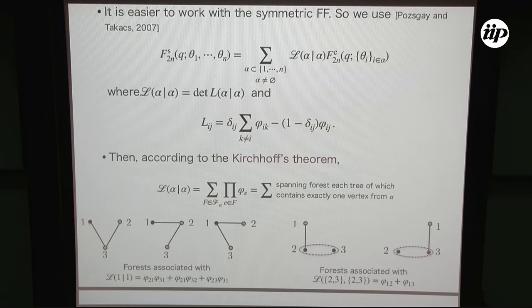Then the interesting point is that according to Kirchhoff's theorem, which has been known in the graph theory community for a very long time, you can in fact reinterpret this quantity in terms of trees and forests. It turns out that it is a summation over spanning forests, each tree of which contains exactly one vertex from the integer set alpha. You might have no clue what this definition is about, so let me give you some examples using three particles.